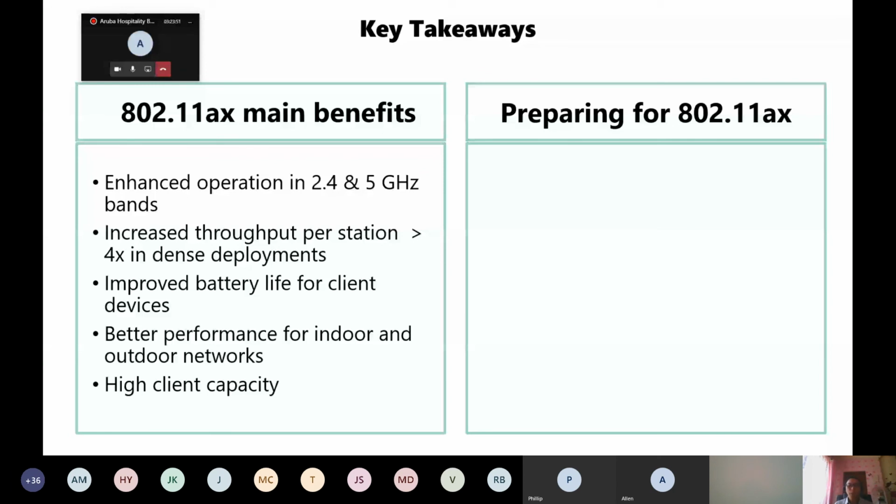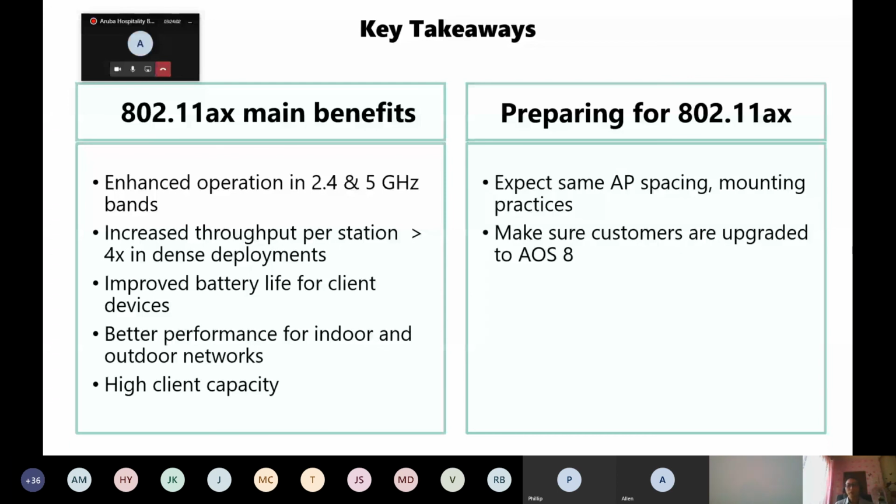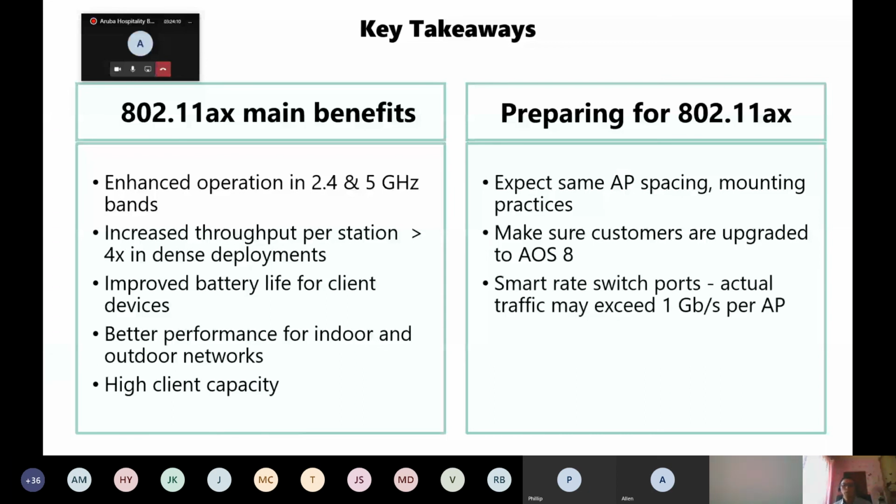Now, from a preparation perspective, you want to make sure that you get on AOS 8 because the Wi-Fi 6 models are supported only on AOS 8. You may also need to look at Smart Rate switch ports, because there is a potential that the traffic may exceed 1 gig. You also need to look at your PoE requirements because those APs will require higher power, 802.3bt power.